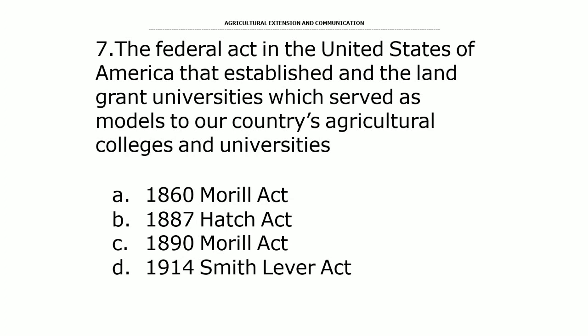Number 7. The Federal Act in the United States of America that established land-grant universities, which served as models to our country's agricultural colleges and universities. A. 1860 Morrill Act. B. 1887 Hatch Act. C. 1890 Morrill Act. Or D. 1914 Smith-Lever Act. The answer is 1860 Morrill Act.